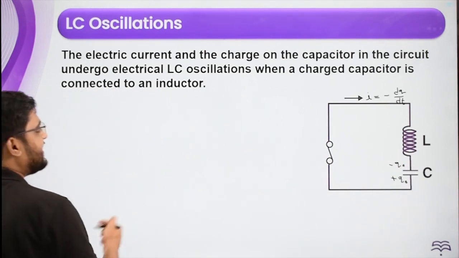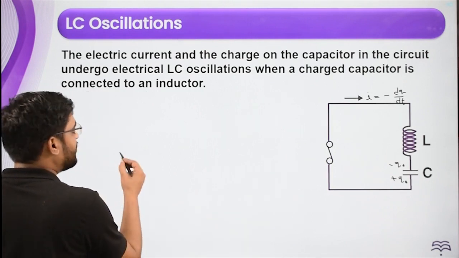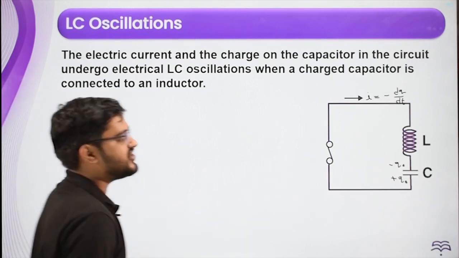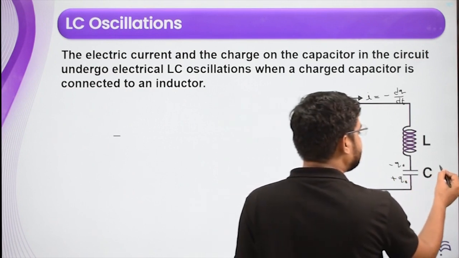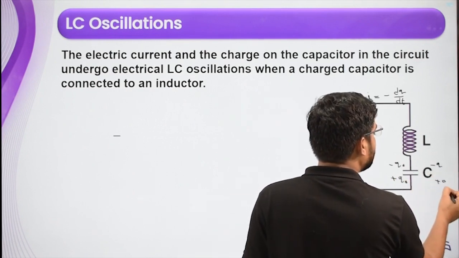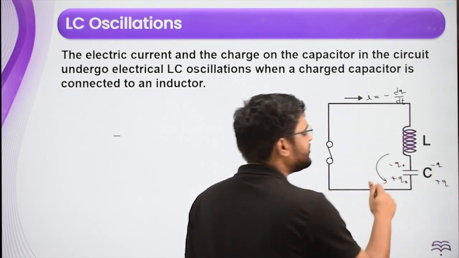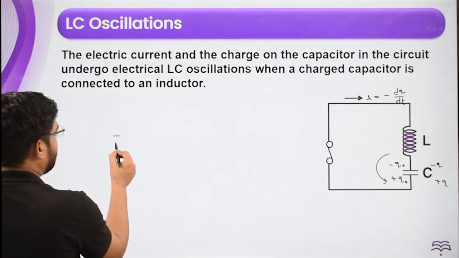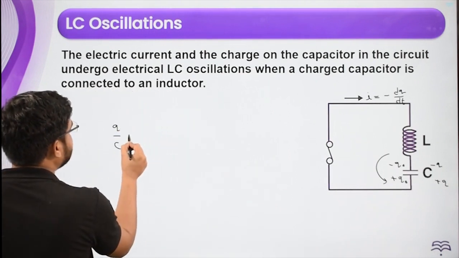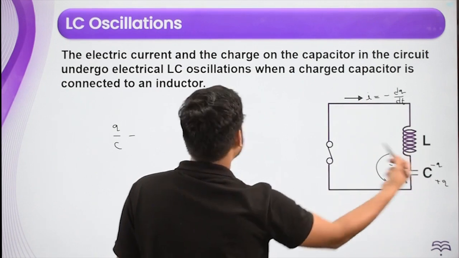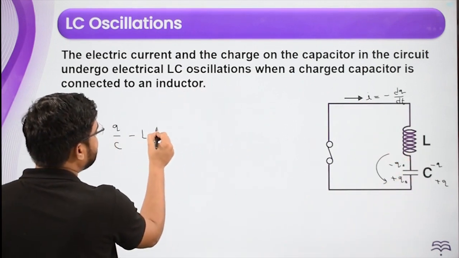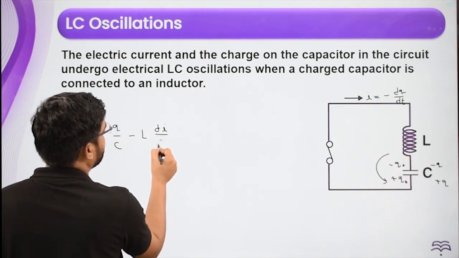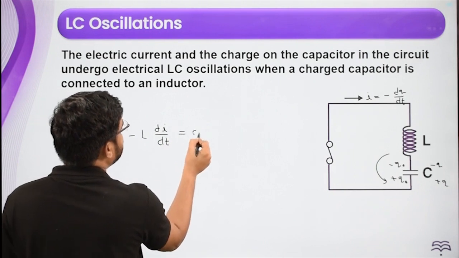And when I want to write an expression, let us apply Kirchhoff's loop law. Let us say the charge at any time on this capacitor is Q, minus Q and plus Q. So I'm moving from here to here, jumping, so it will be Q by C. Then here I am going in the direction of current, so minus L di by dt. And that must be 0.